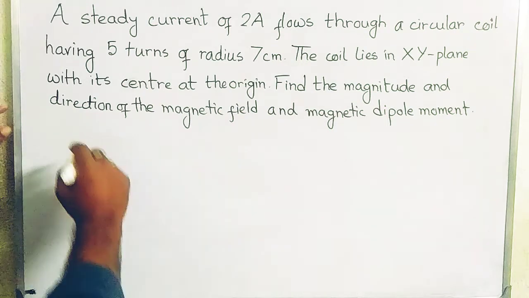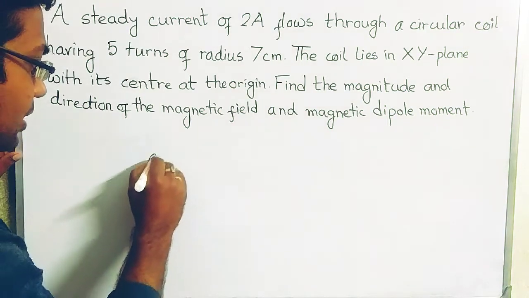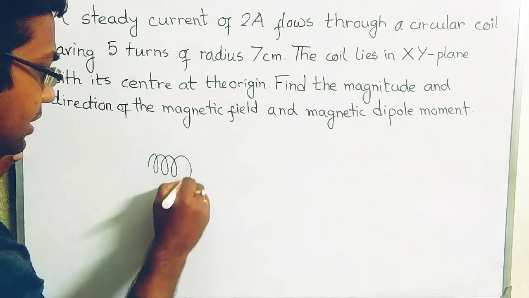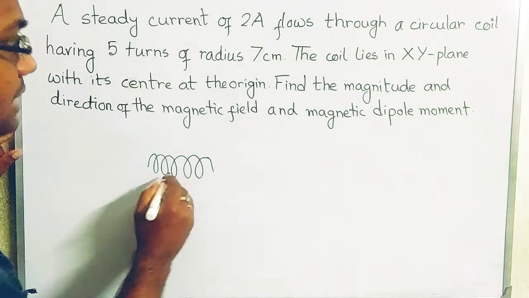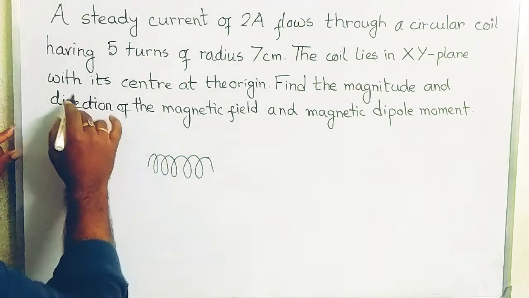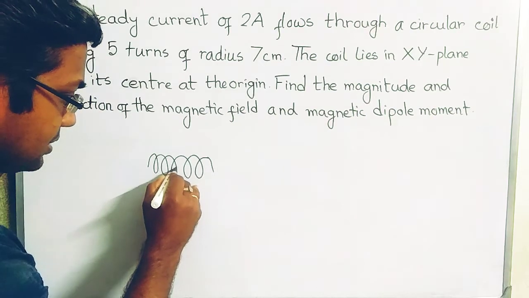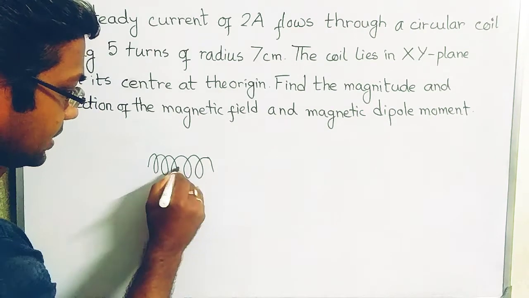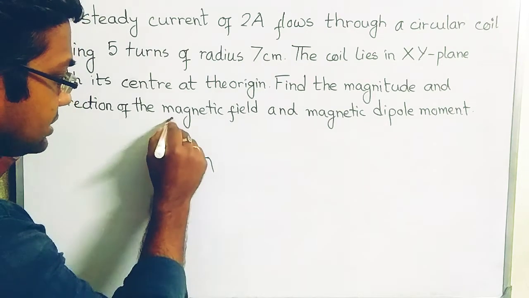So what we have to do? We have to at first try to draw the coil. How it looks like? The coil, 1, 2, 3, 4, 5. Okay, this is the coil and this is placed in the xy plane with its center at the origin. Let us say the center is somewhere here. So that is the origin O and that is in the xy plane.